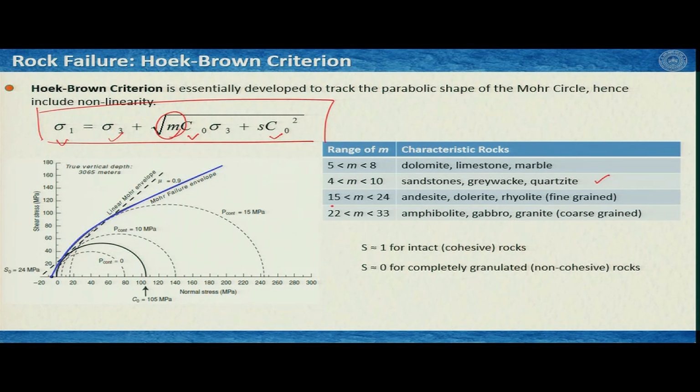M drastically jumps to 15 to 24 when we are dealing with andesite, dolerite or rhyolite, or in other words fine grained, intact, highly cohesive rocks. And it is even higher, m ranges from 22 to 33, when you are dealing with coarse grained amphibolite, gabbro and granitic rocks. And now, this S is 1 for intact rocks and S equal to 0 for completely granulated or non-cohesive rocks. So, S is the cohesion here, and we will learn about it later. So, this is how they put it in the equation.